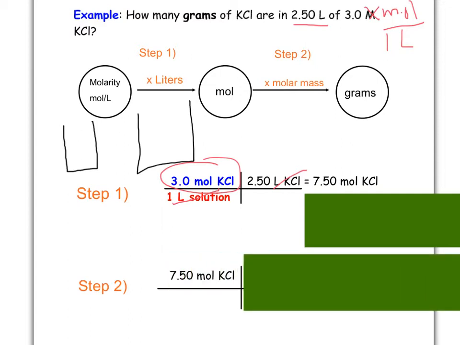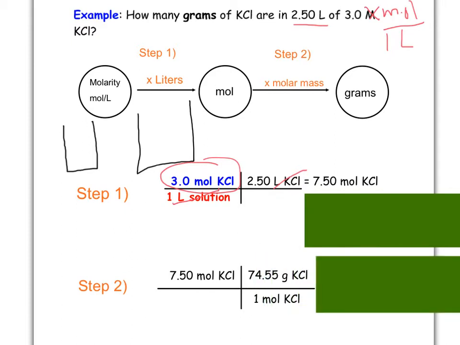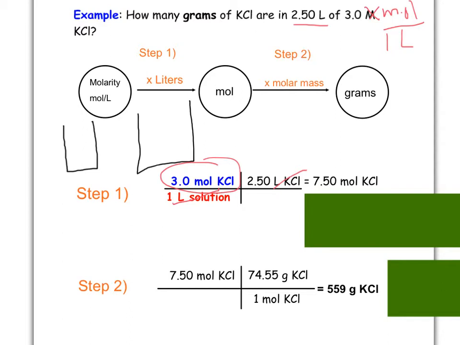So we have 7.5 moles of KCl. And again, using our periodic table, we're going to see that potassium chloride has a molar mass of 74.55 grams per 1 mole. And that means we would need to dissolve 559 grams of potassium chloride into our 2.5 liters of solution to make a 3 molarity concentration.